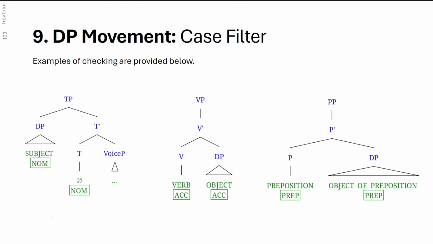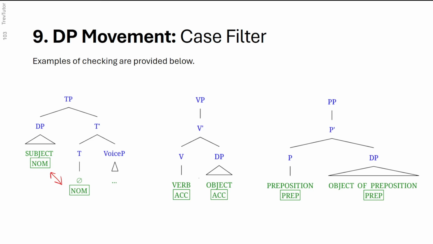So if we see this in action, what this means is that in order for the subject to exist, it must have nominative case, and it must be aligned with the tense head. So the head can check the features of its specifier, essentially.